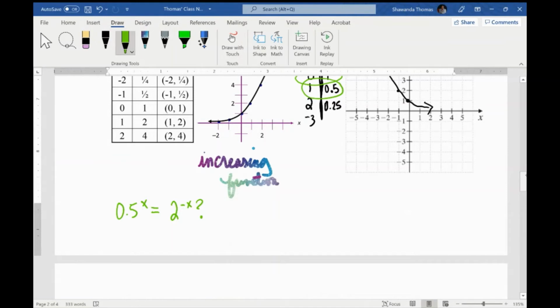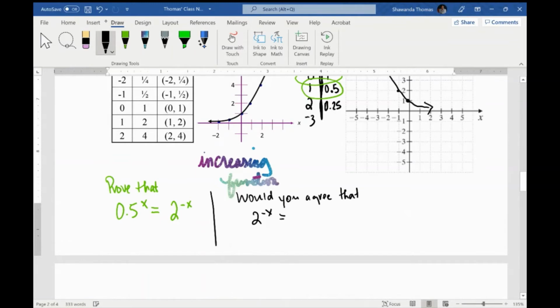Let's prove, okay, let me say this. Prove that 0.5 to the x equals 2 to the -x. So I'm going to prove that really quickly. Would you agree that 2 to the -x is the same thing as 1 over 2 to the positive x? Yes, true, right? Remember we had this rule, if you have a negative exponent, you have to flip something and all that.